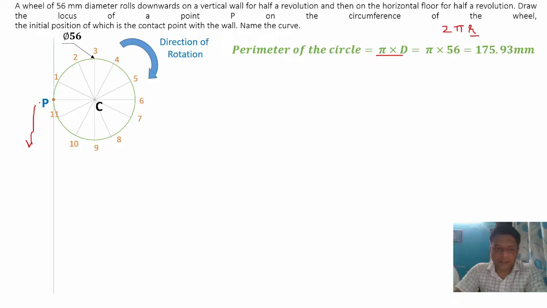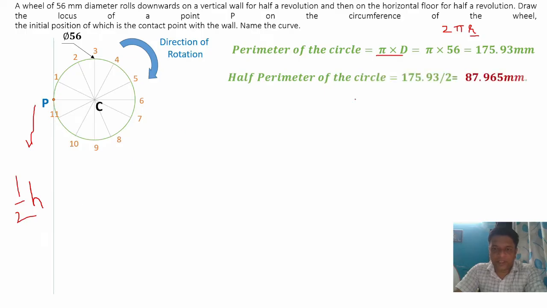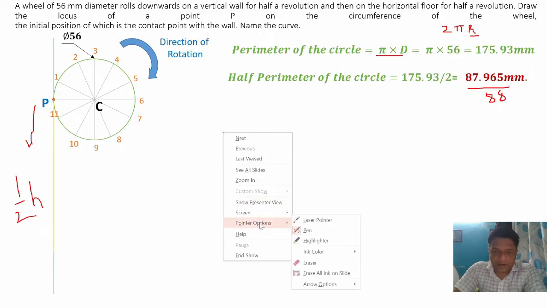On the vertical wall, it traveled a half revolution, right? Half revolution means the total perimeter of the circle divided by 2. So it is 175.93 divided by 2, which is equal to 87.965, so almost equal to 88 mm. Now from this point P, measure a distance of 87.965, and draw one line.